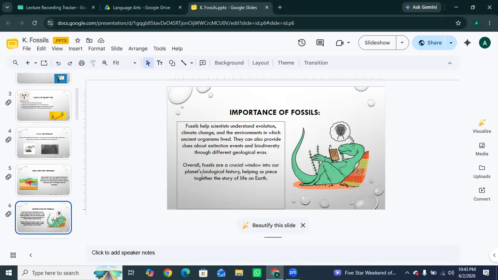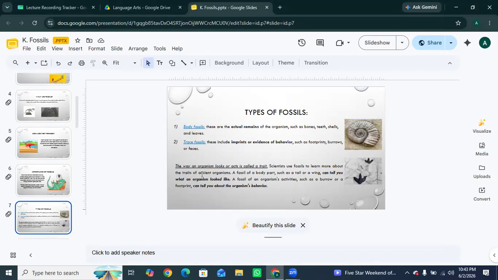Okay, so basically, they are saying that the fossils are incredibly important to scientists. Like, they help us understand how animals changed over time, which we can say evolution, what the weather used to be like, climate change, you can say, and why certain species went extinct. Okay, so the next one is types of fossils.